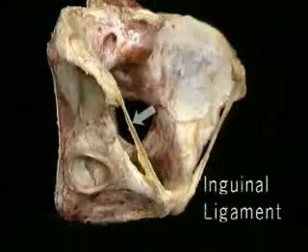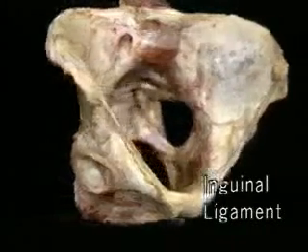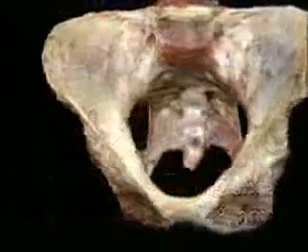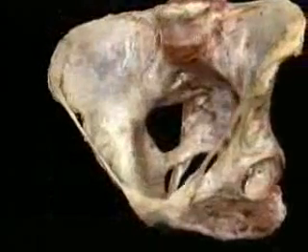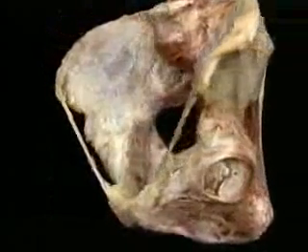Before we look at the muscles, there's one important structure that we need to add to the picture, the inguinal ligament. Here's the inguinal ligament. It's a strong band of tendinous tissue that goes from the anterior superior iliac spine to the pubic tubercle.